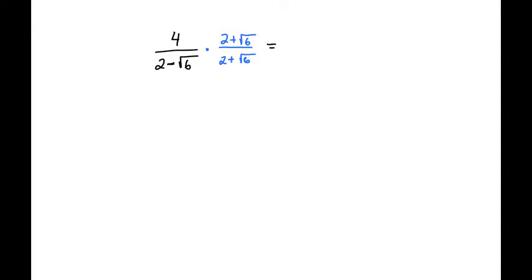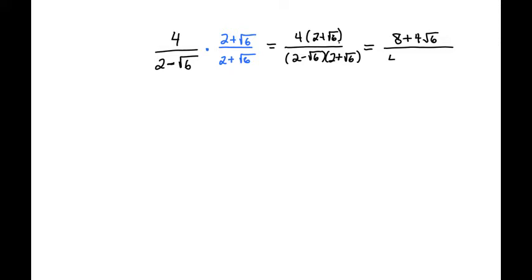So for the numerator, we have to multiply 4 times 2 plus root 6. And for the denominator, we're multiplying 2 minus root 6 by 2 plus root 6. So the numerator becomes 4 times 2, which is 8, and 4 times root 6. And the denominator, first times first, would be 2 times 2.